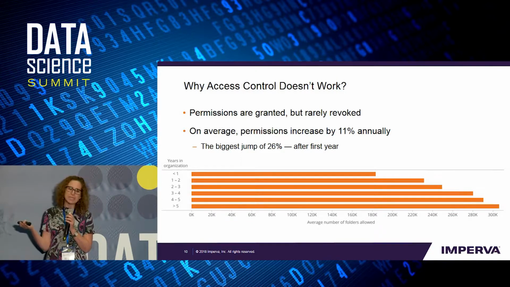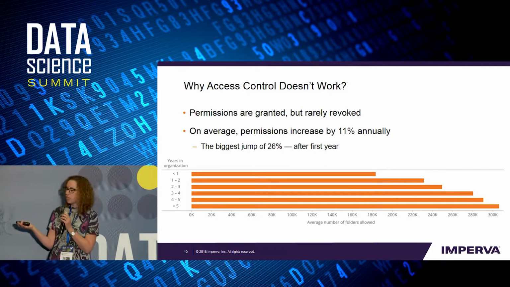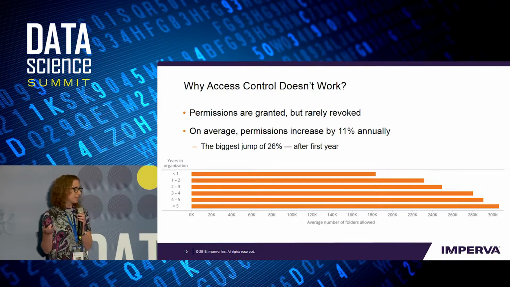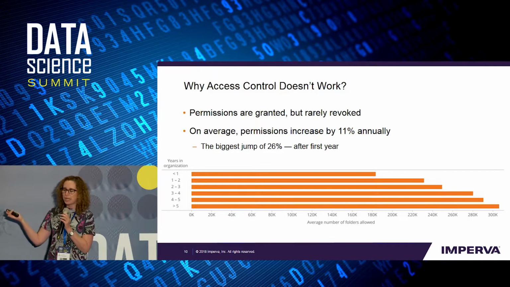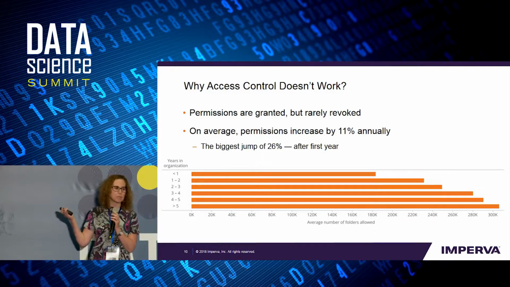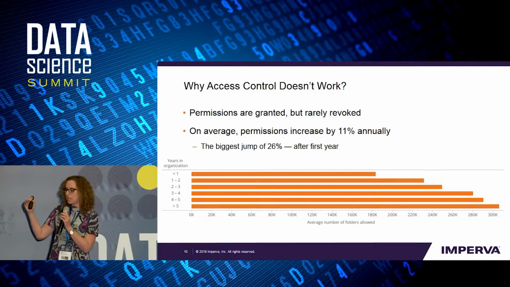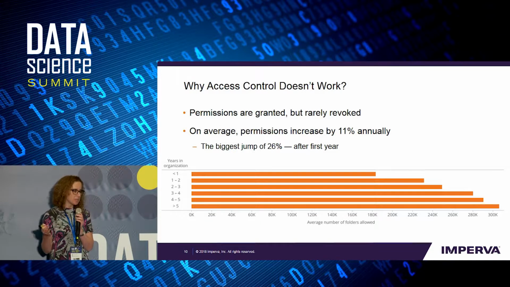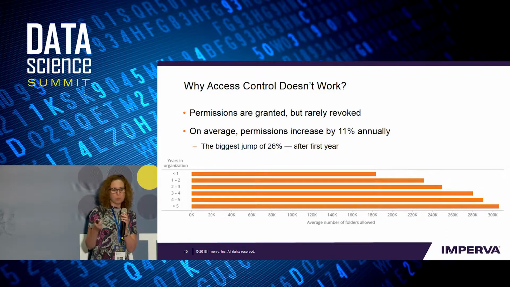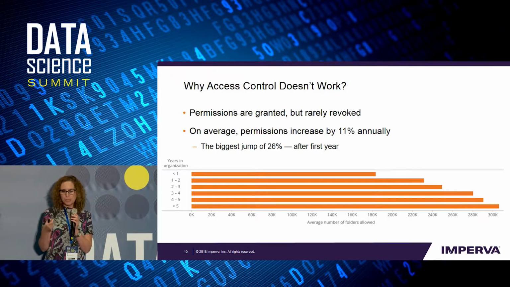We can look at the graph in this slide and see the average number of folders accessed as a function of the number of years the user worked in the organization. I think it's very easy to see that there is a very strong correlation between the number of years the user worked in the organization and the number of folders he or she is permitted to access. If we look closely, we can compare the number of folders allowed to access after 5 years of working in the organization to the number in the first year, and we can see that the folder permissions are almost doubled.